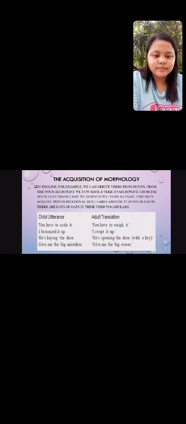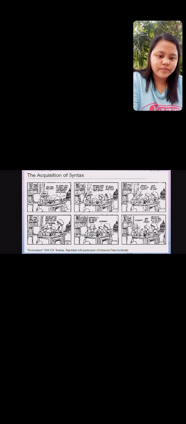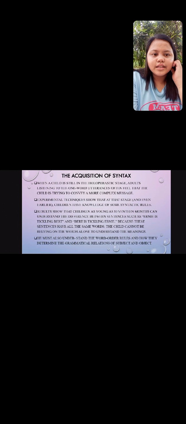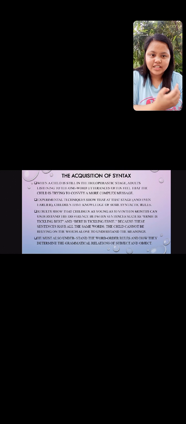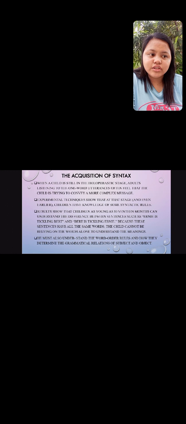So, the acquisition of syntax. When a child is still in the holophrastic stage, adults listening to the one-word utterances often feel that the child is trying to convey a more complex message. Experimental techniques show that at this stage, and even earlier, children have knowledge of some syntactic rules.